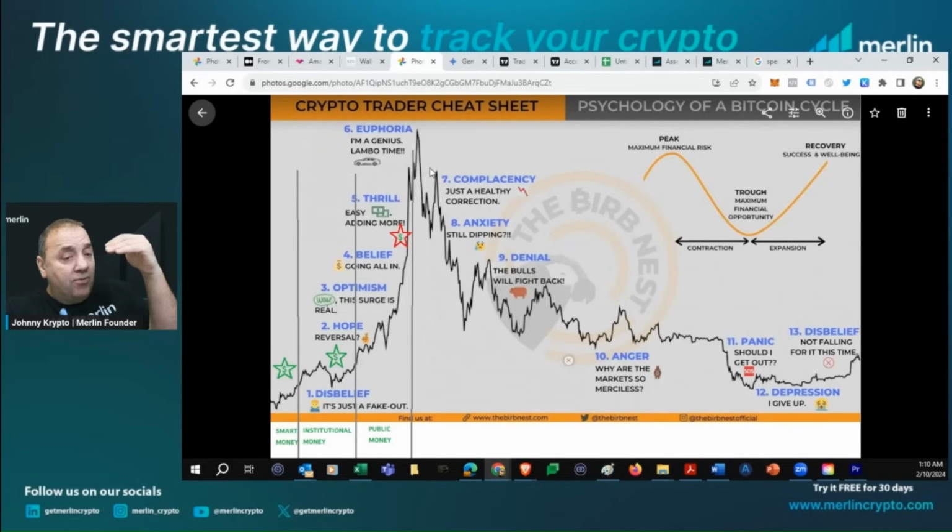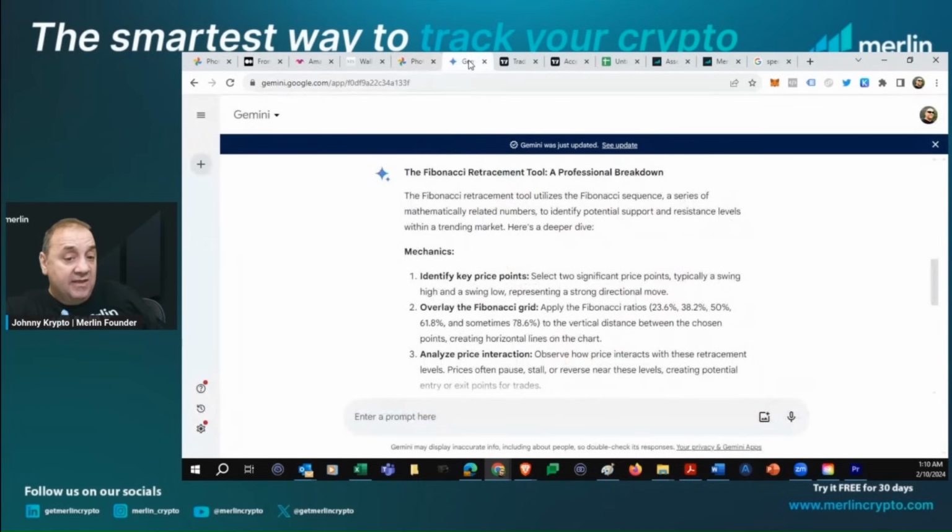If you can catch 80% of the top and 20% buying at the bottom, you're doing really good. So just keep that as a rule of thumb. Don't feel bad if you don't catch the top. Most people never do, and we're not expecting that to happen. So we're going to use the Fibonacci tool.